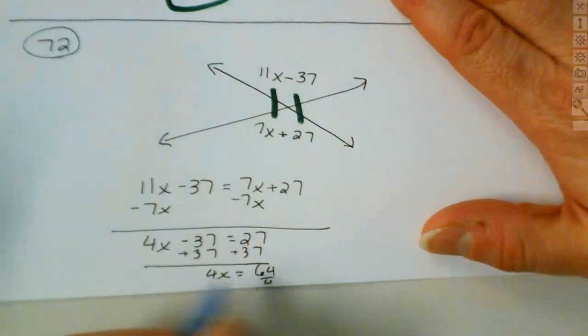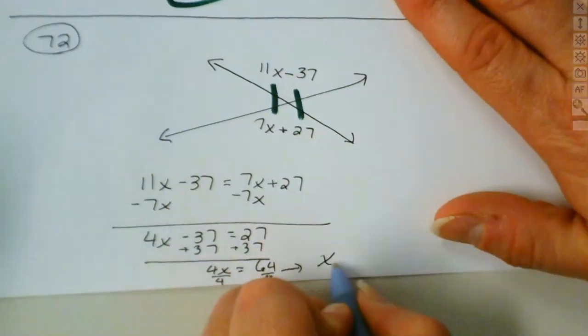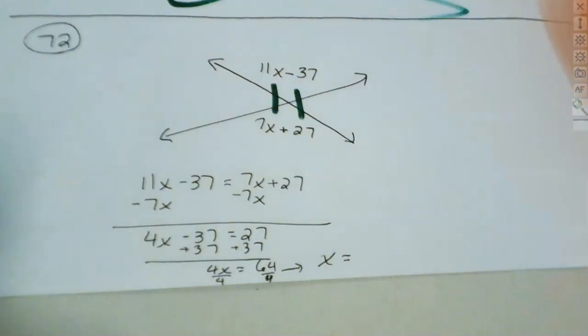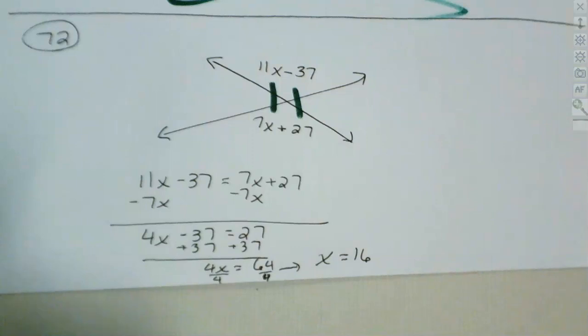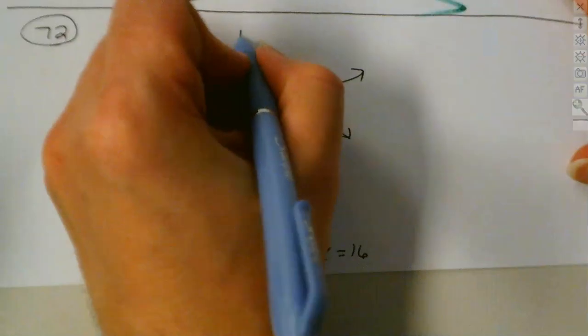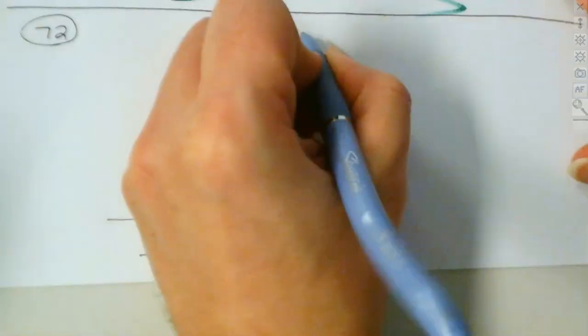We will divide by our 4 to get rid of that. And now we've got our value of x. So our value of x is now 16. Is that our answer? No. What do we have to do? Plug it back in. Again, not the answer. Plug it back in. So 11 times 16 minus 37.